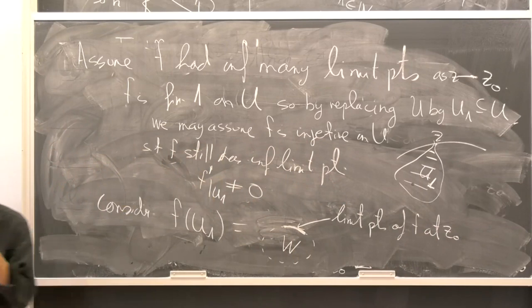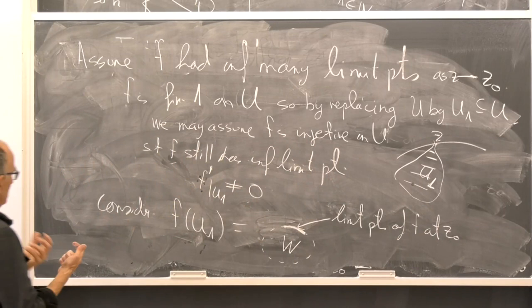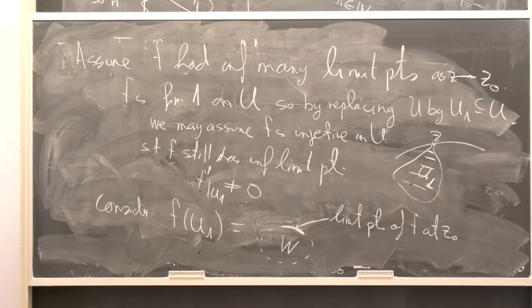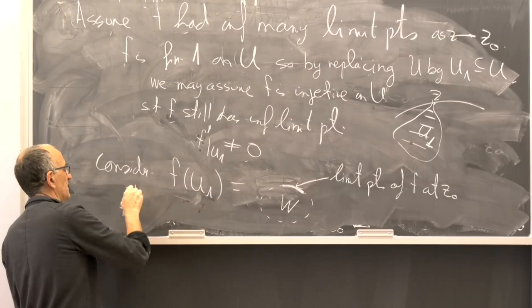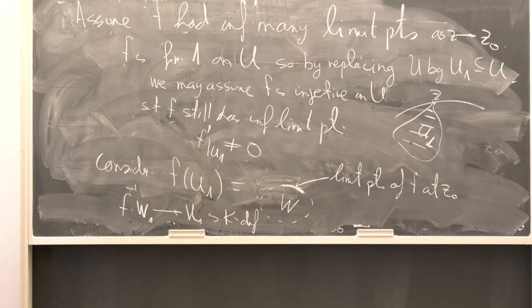But now take the inverse map. Because the derivative is not zero, the inverse map, it's easy to see, will itself be K differentiable. You just look at the Jacobian, you multiply the Jacobian of F by the Jacobian of its inverse, and it has to be the identity. So if one is in C, the other one is in C. So F inverse from W into U1 is K differentiable, but now it sends an infinite set to one point, to Z0, which means that F inverse had to be the constant map, right?